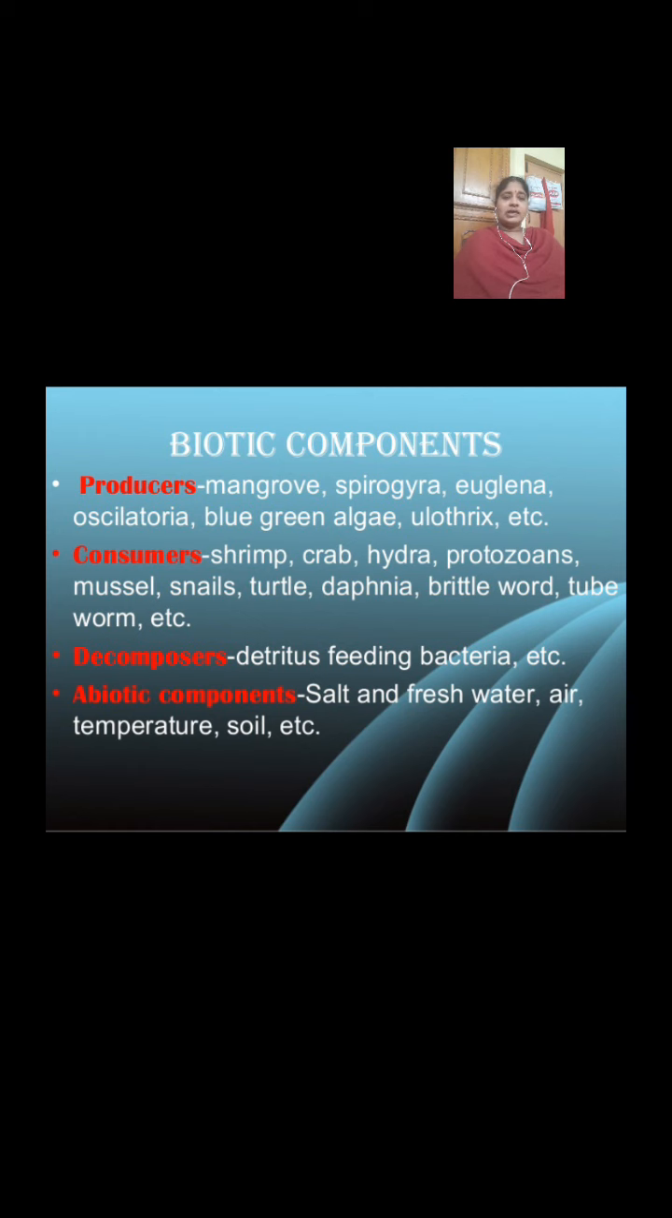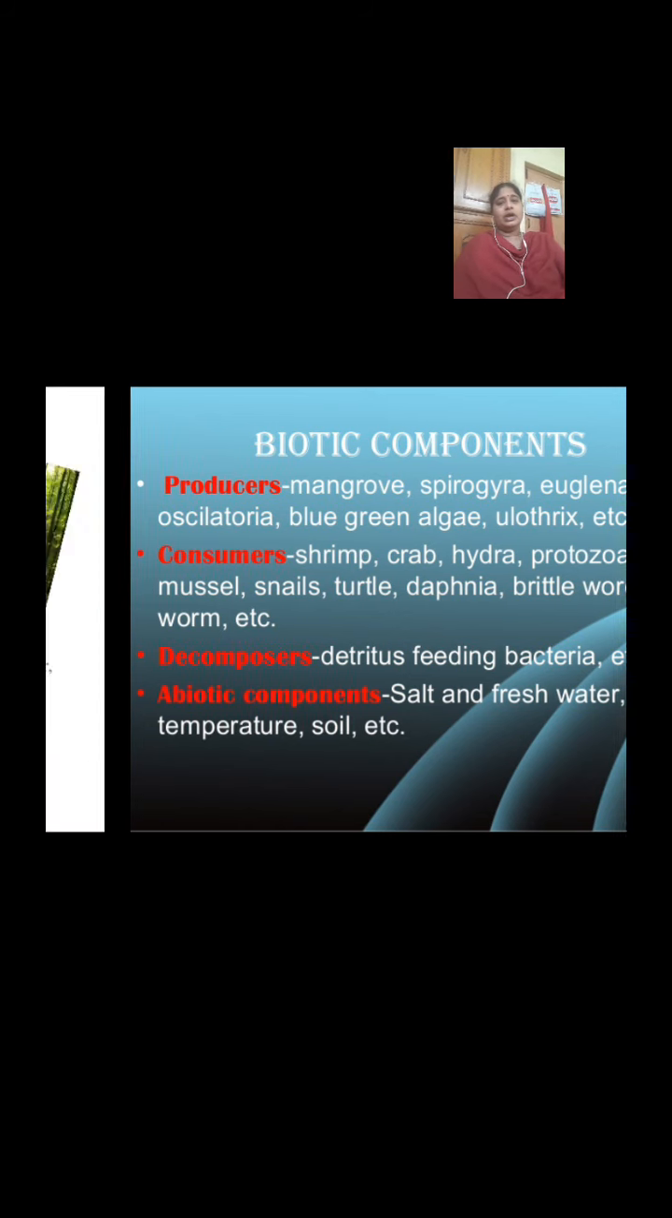Okay. So now coming to abiotic components. As I said already, Coringa ecosystem is an ecosystem where fresh water joins with seawater. So it is a combination of salt water and fresh water. So salt water and fresh water together form abiotic components there, along with air, temperature, soil, etc. So did you understand about Coringa ecosystem?